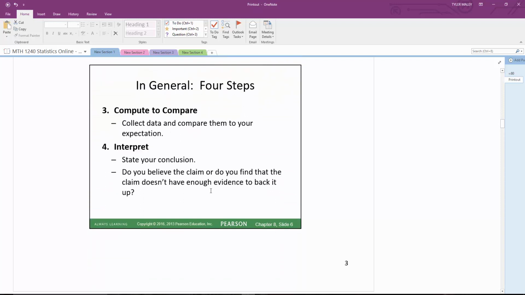The third step is that you will collect data and compare them to your expectation. And then lastly, step 4, interpret. So state your conclusion and answer the question: do you believe the claim, or do you find that the claim doesn't have enough evidence to back it up, right?